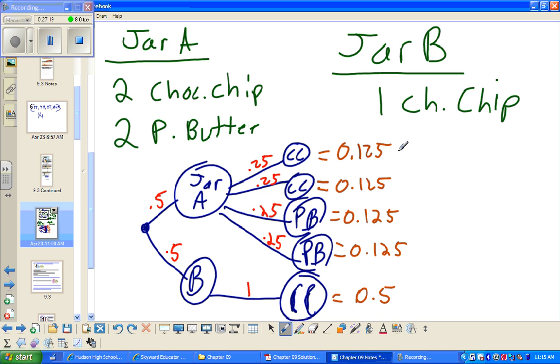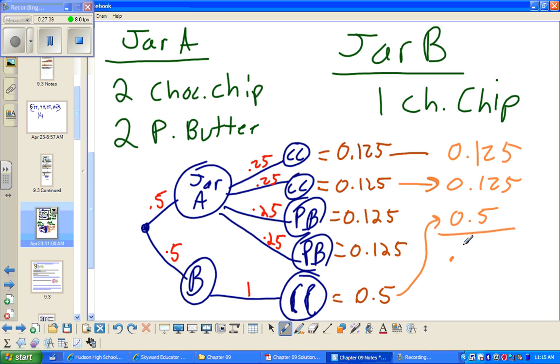I've got a 0.125 chance, and here I've got a 0.125 chance, and here this one's chocolate chip, I've got a 0.5 chance. So in all actuality, I have a 0.75 or 75% chance of selecting a chocolate chip cookie.